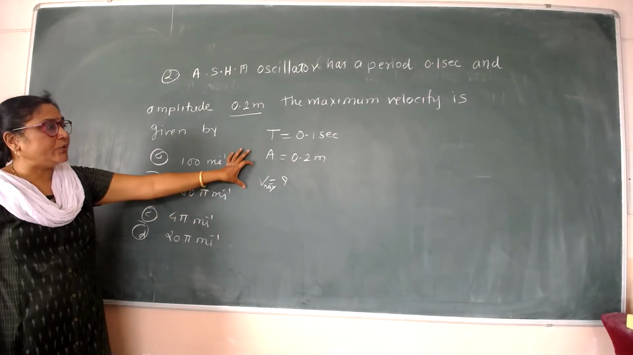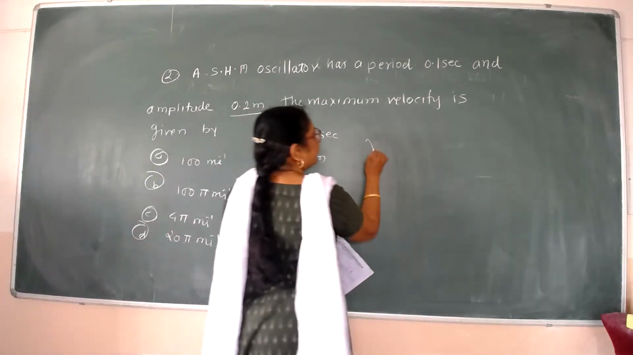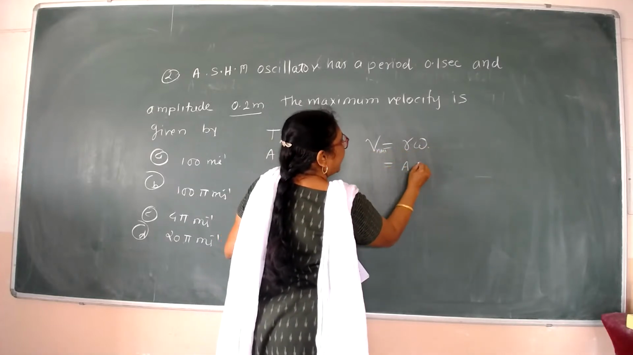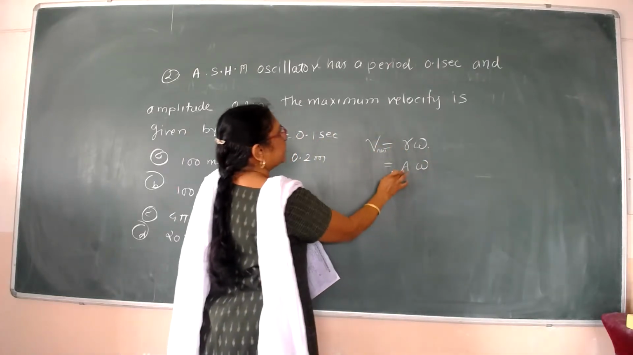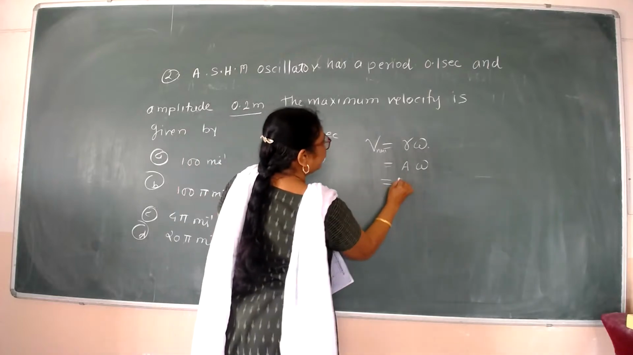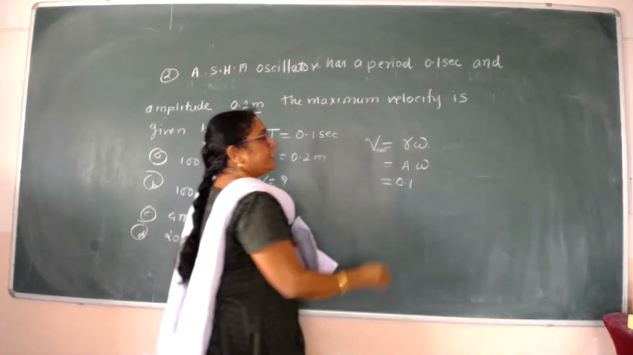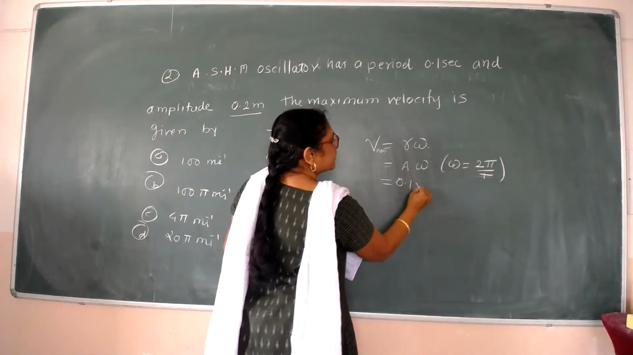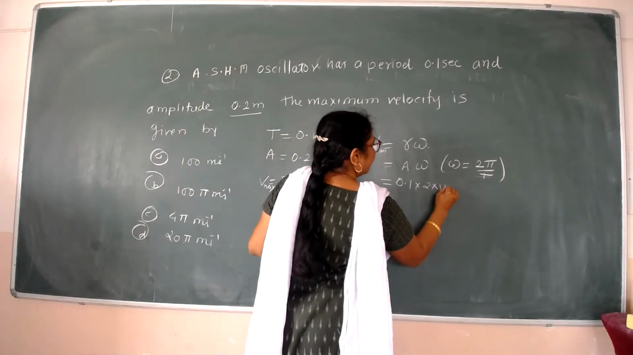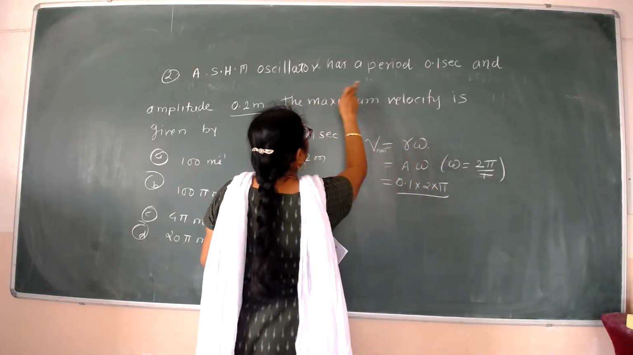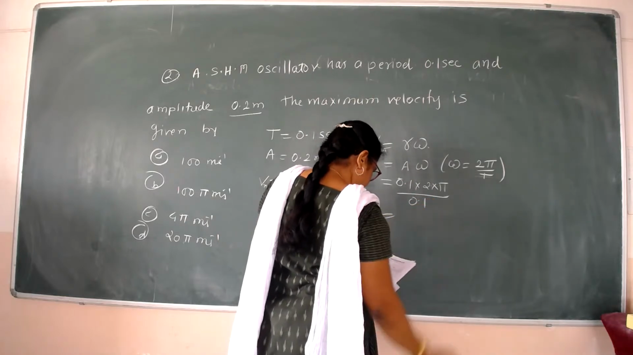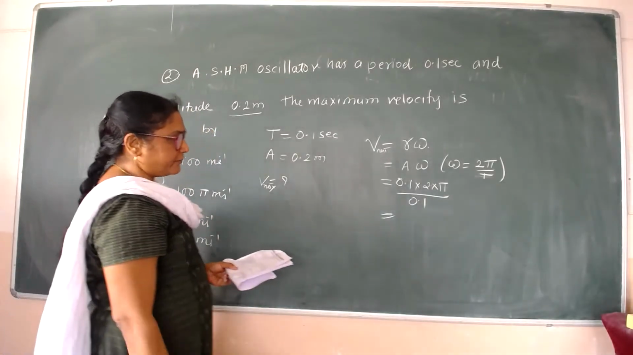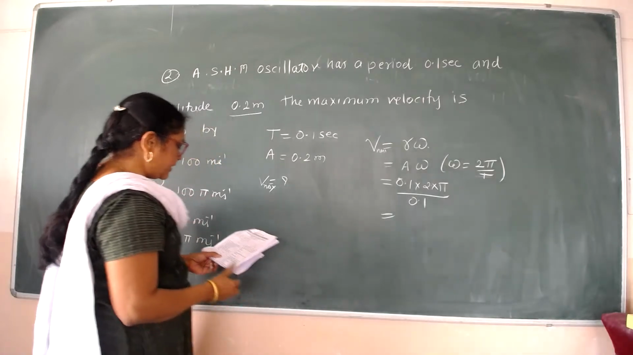We know that v is equal to r into omega, and at the maximum position r is nearly equal to the amplitude. Amplitude is given, equal to 0.2, but omega is not given directly. So substitute the value of omega: omega is equal to 2 pi divided by T. What is the time period given here? The time period is given as 0.1. So the answer is 0.2 into 2 pi divided by 0.1, which is 4 pi.